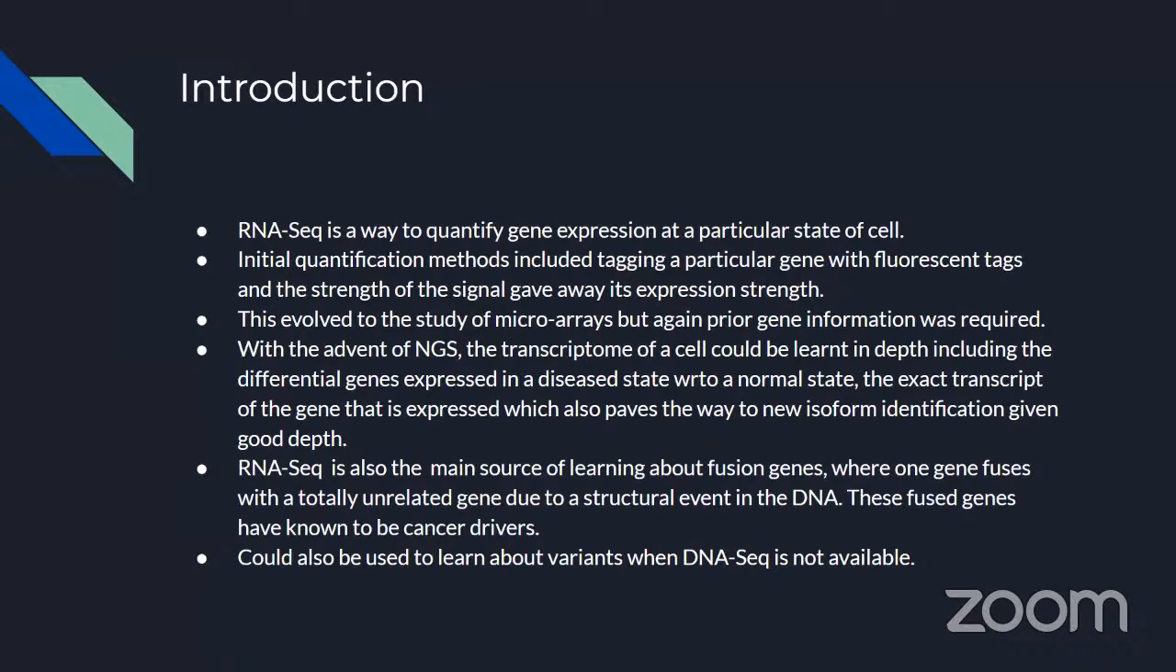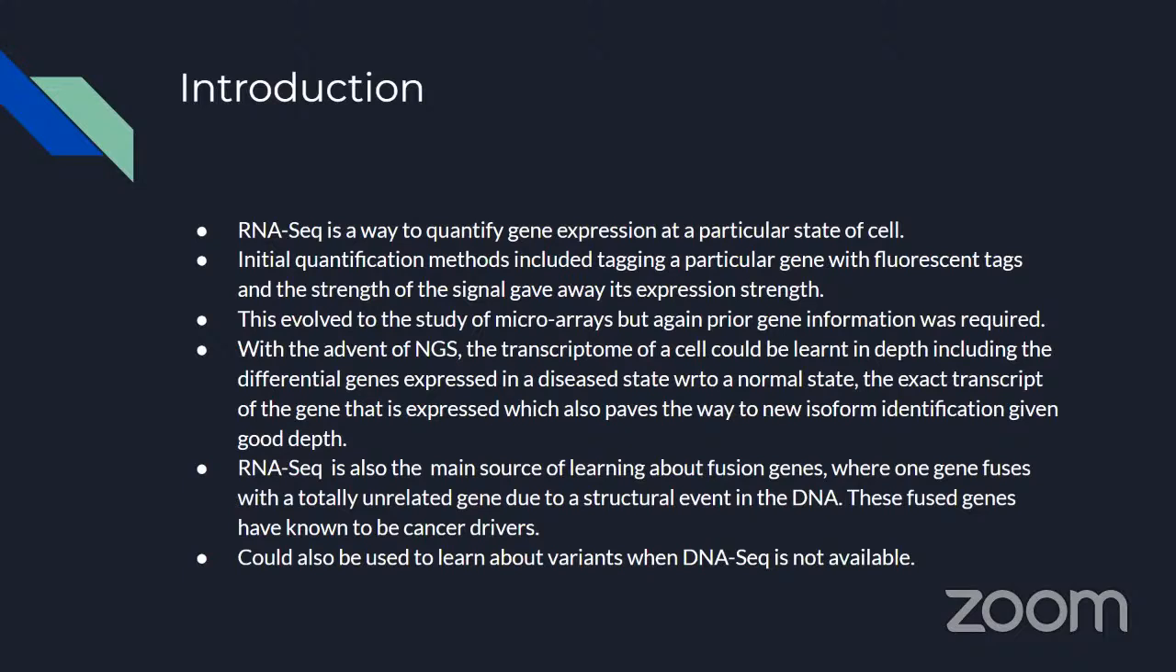So this is a way to quantify gene expression. For example, if you want to look at a few genes that are upregulated at a specific time point, or downregulated with respect to another cell, RNA-seq is the way to go. So it is like trying to analyze gene expression at different states of a particular cell.